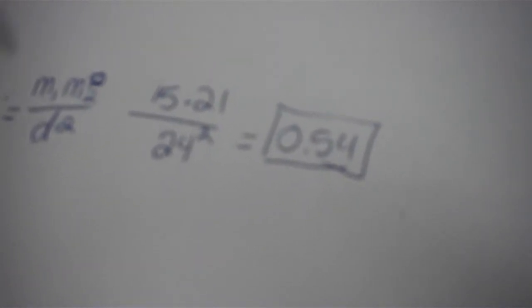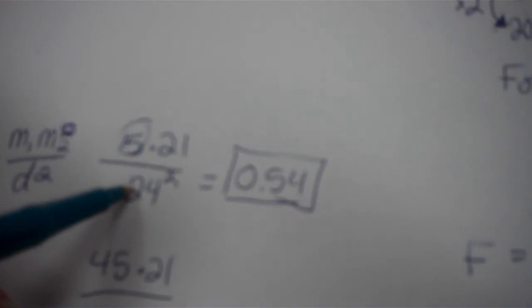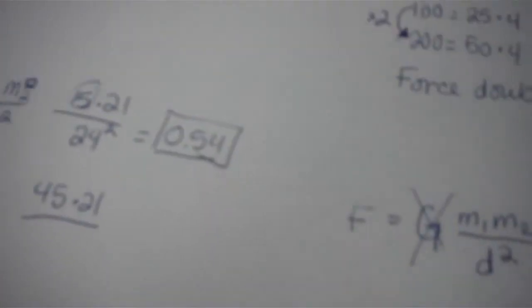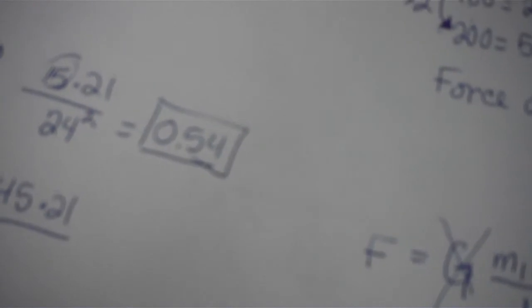The problem says tripling one of the masses. So we're going to take this and we're going to triple it. So now, instead of 15, we have 45. And we have to increase the distance by a factor of 3. So we're going to multiply 24 times 3. So we're going to get 72 squared.